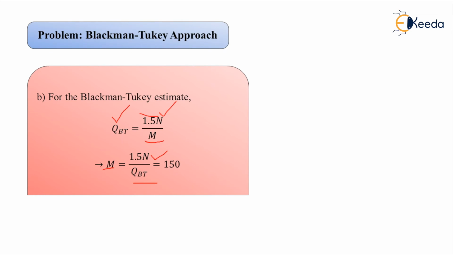Upon substitution, N equal to 1000 multiplied by 1.5 gives 1500, divided by 10. The ratio results in 150 as the answer. So 150 is the record length for the Blackman-Tukey method that we have obtained. This concludes our topic, the problem on the Blackman-Tukey approach.